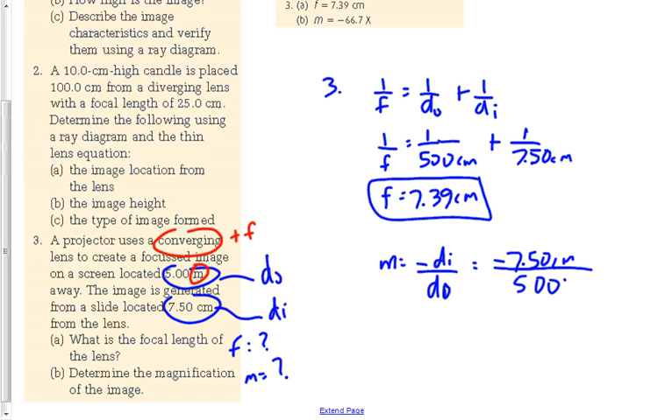Yes, you're absolutely right. Now I got lucky with this one, right? DI is 500, DO is 7.5. I got lucky because if I said 1 over DO plus 1 over DI, it's the same thing as 1 over DI plus 1 over DO. But I don't get so lucky with the magnification here, right? The magnification is DI over DO, so it's going to be negative 500 divided by 7.5.